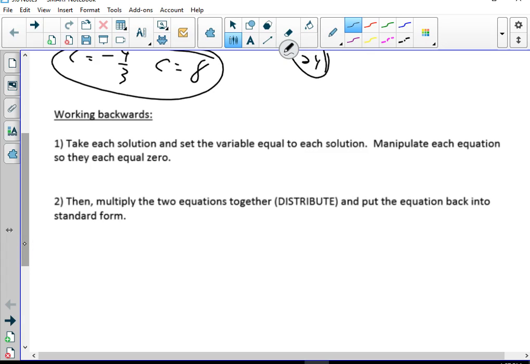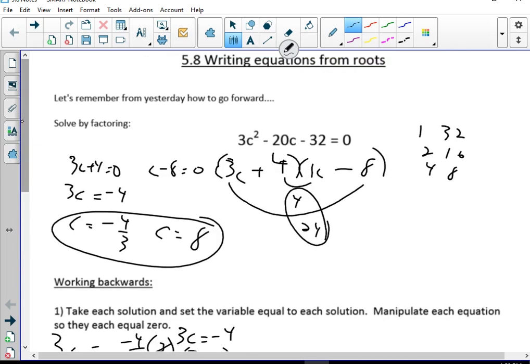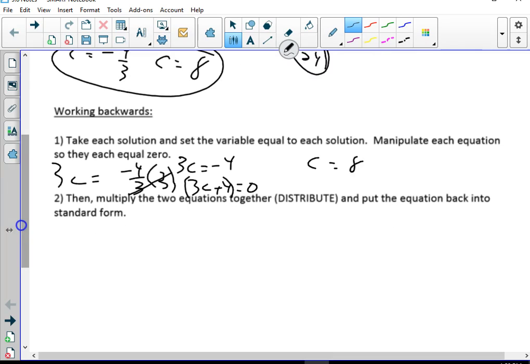Take each solution and set the variable equal to each solution. Manipulate each equation so they can be back to 0. So, we take our answer of negative 4/3. C equals negative 4/3. And we wanted to be back to where we came from. Well, we multiply both sides by 3. I'd have 3c equals negative 4. And if I wanted it equal to 0, I would add 4. 3c plus 4 equals 0. So that would give me my 1 parentheses. And if I had c equals 8, just work backwards, c minus 8 equals 0. There's my second one.